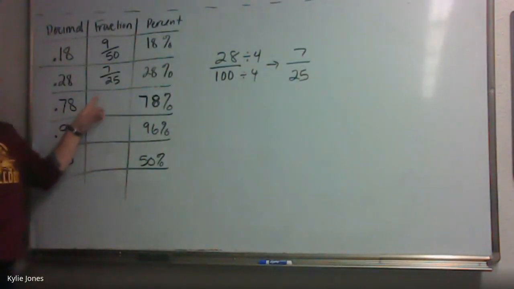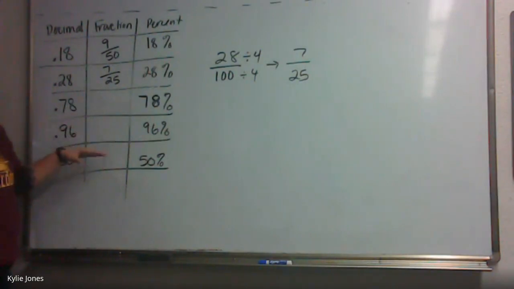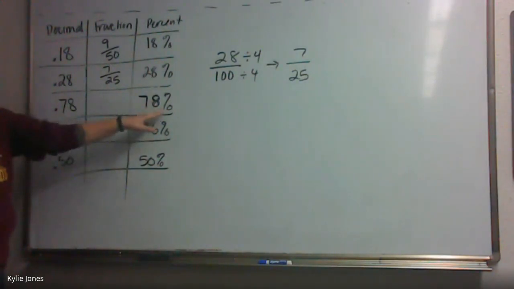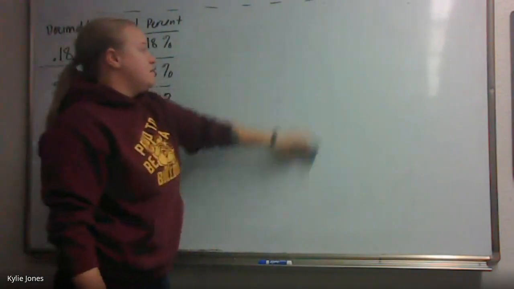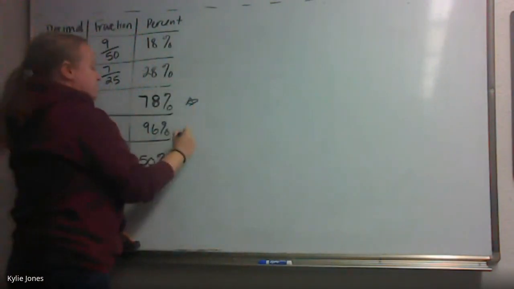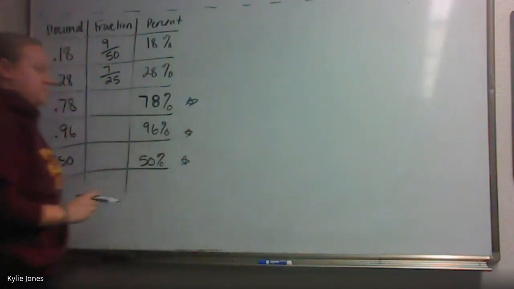So why don't you guys take 2 minutes, do the same process for 78, 96, and 50. Okay, get rid of your percent sign, put it over 100, and simplify. Okay, so finish up 78, 96, and 50.